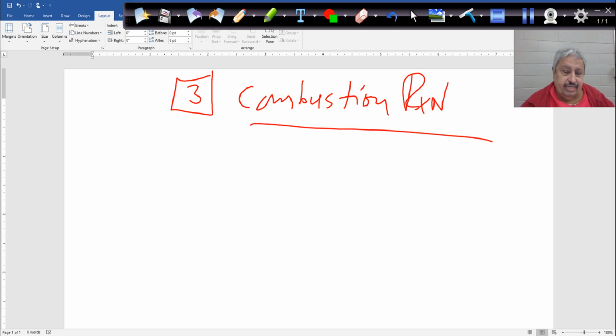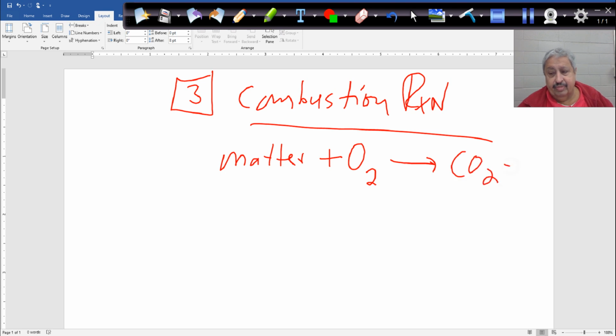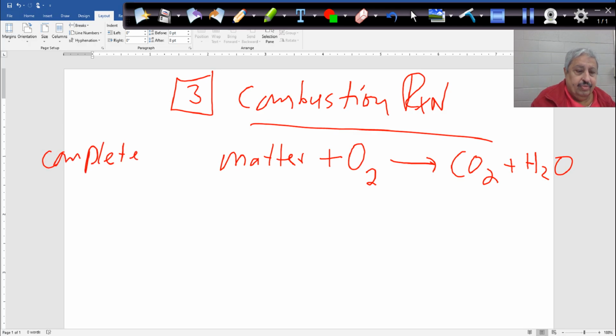So combustion reaction is a reaction with matter. Anytime I have a matter here with the pure oxygen, I get CO2 plus H2O. This is called here complete combustion.